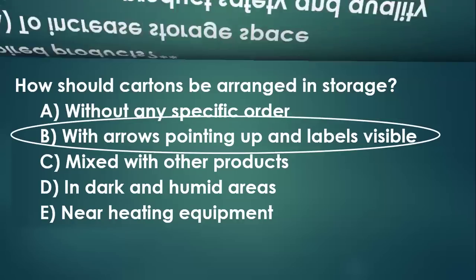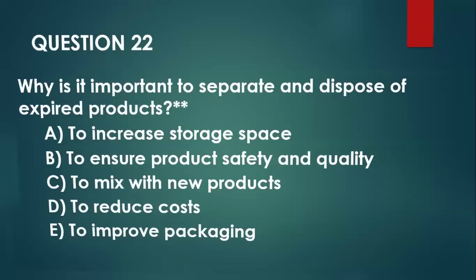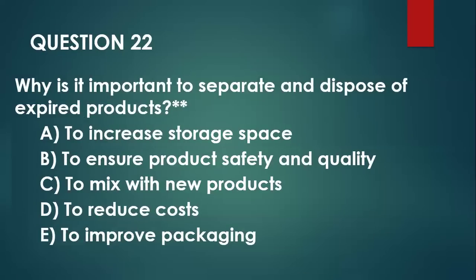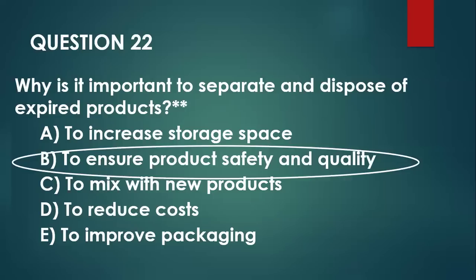Question number 22. Why is it important to separate and dispose of expired products? You want to separate them because when products are expired, you cannot ensure the safety of that product and the quality of the result it is giving you. So you want to remove them and get rid of them according to the guideline or the SOP of that project or program, rather.